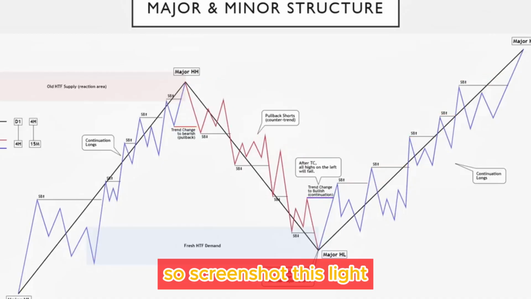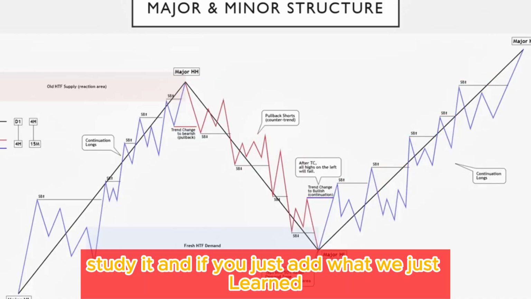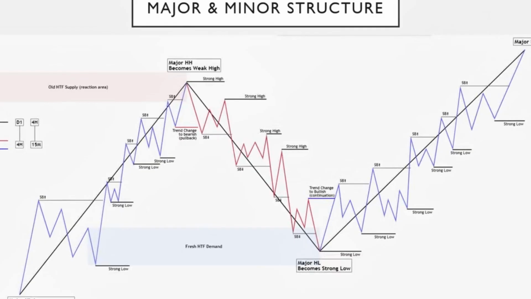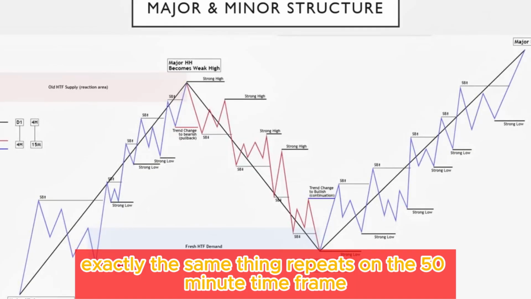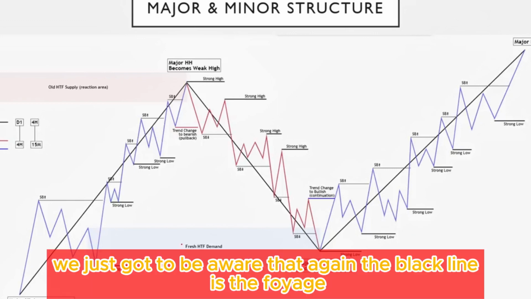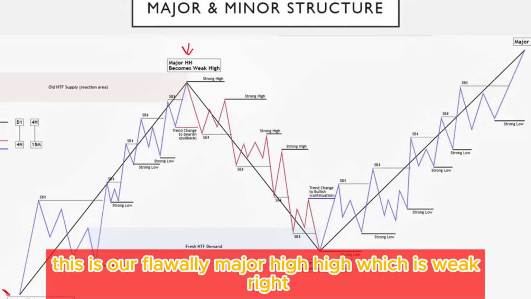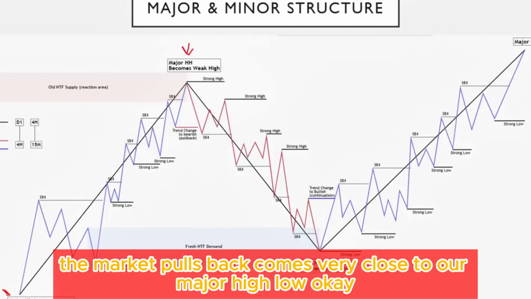So screenshot this slide, study it. And if you just add what we just learned, which is strong lows and strong highs, there it is. Exactly the same thing repeats on the 50-minute time frame. We just got to be aware that, again, the black line is the foliage. This is our flowery major high low, which is strong. This is our flowery major high high, which is weak, right? The market pulls back, comes very close to our major high low, okay?